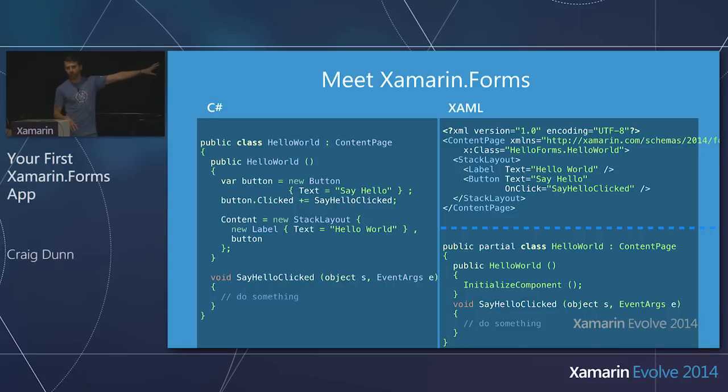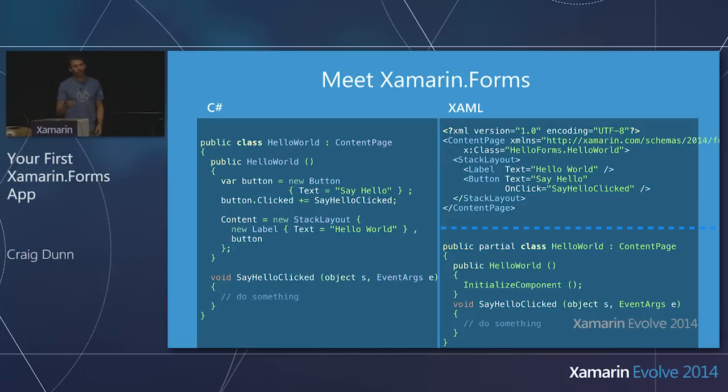The code on the right is actually two files, the XAML file at the top and the code behind at the bottom, that represents the same thing as the C# on the left. If you're familiar with WPF and Silverlight and Windows Phone, that XAML should look familiar. There's a content page on the outside that contains a layout, stack layout, that contains two controls, and all of the properties are set declaratively. In the code, we don't actually have to write anything to do with the layout. We just create a clicked handler, which we've defined in the onClick event in the XAML. So two ways of doing exactly the same thing.